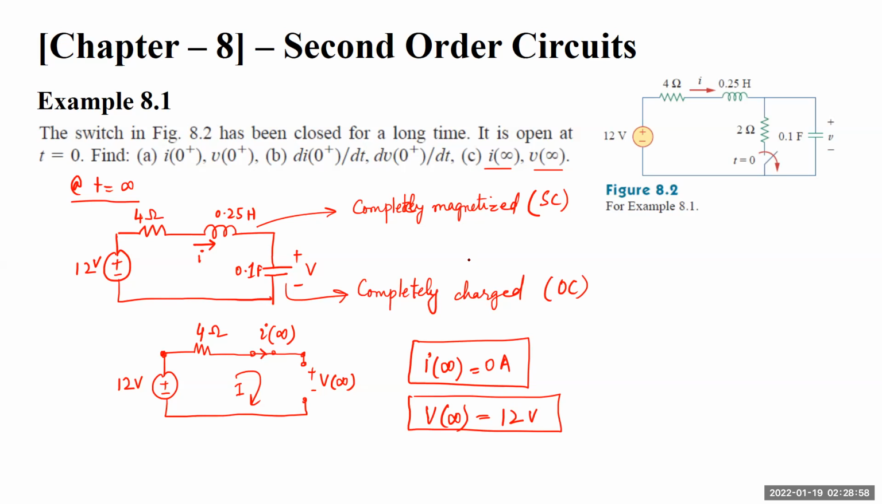So in this way, we have been able to find out the initial values, the final values, and the rate of change of those values in this circuit.